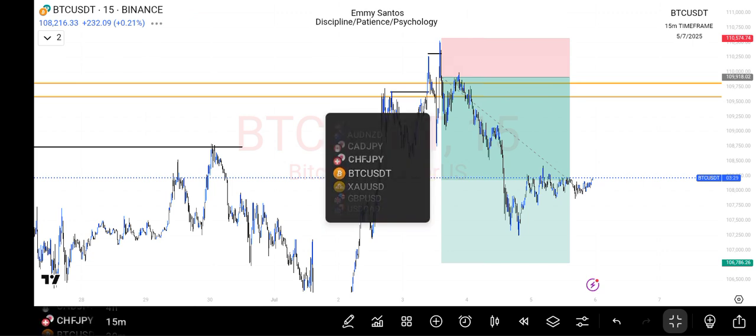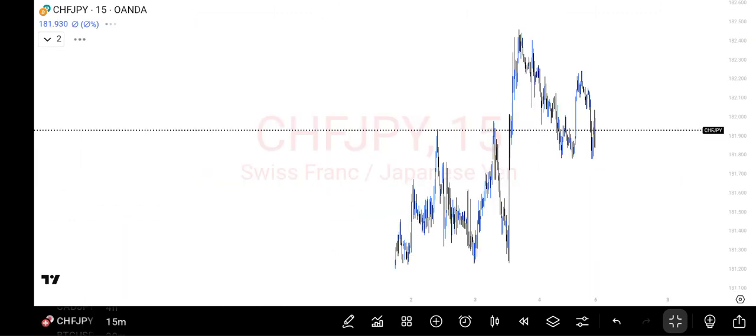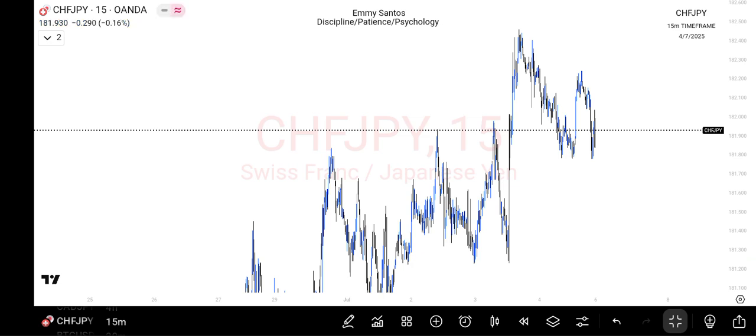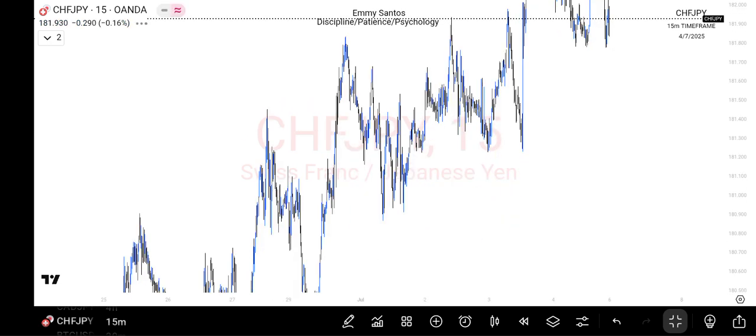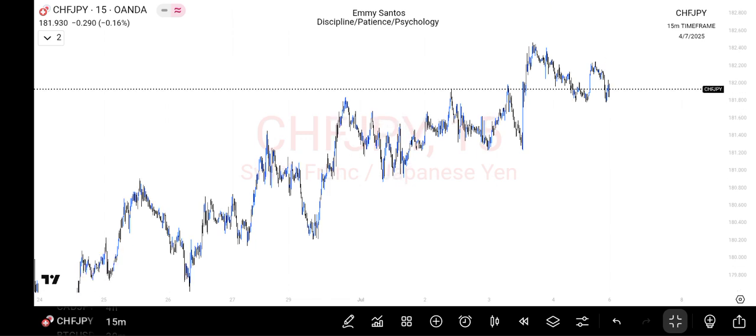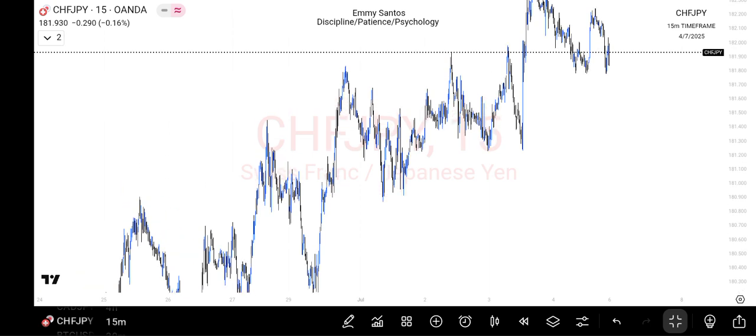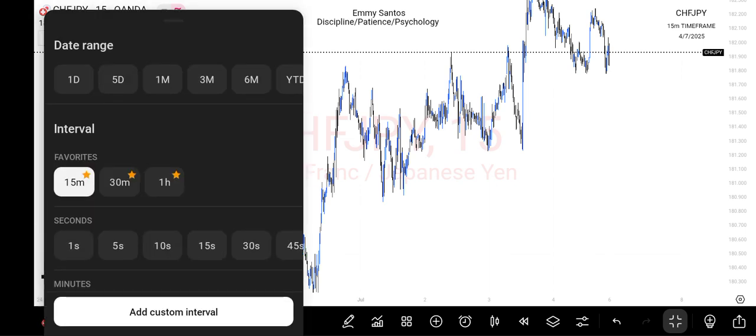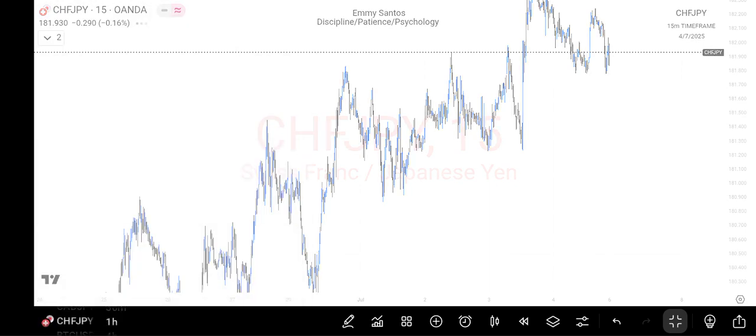Then I still have another pair to lay emphasis on. Let me go to CHF JPY. I think I didn't do anything here last week. Let me check. I guess I did something this week on this pair. Let me check.